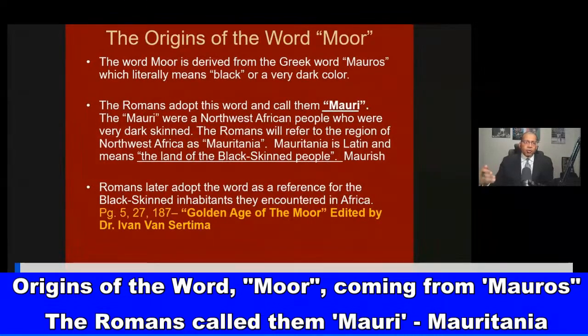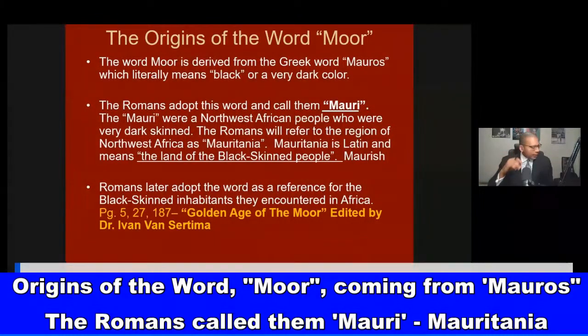Now, the word Moor is derived from the Greek word moros, which literally means black or a very dark color. The Romans adopted this word and called them Mauri, M-A-U-R-I. The Mauri were a Northwest African people who were very dark-skinned. The Romans referred to the region of Northwest Africa as Mauritania. Mauritania is Latin and means the land of the black-skinned people. You'll also see the term Moorish. The Romans would later adopt the word as a reference for the black-skinned inhabitants they encountered in Africa.